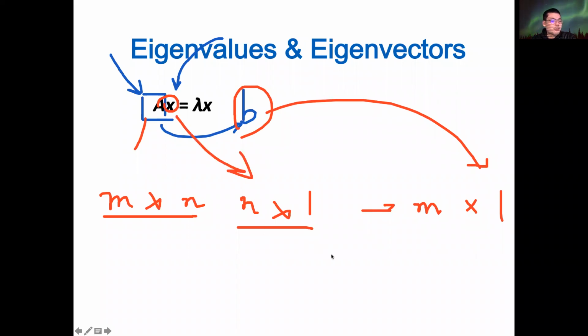So how can you make sure these two column vectors are in the same space? This can only happen if m is equal to n, so they have the same number of dimensions. If your dimension numbers are different, then they are in different spaces. This also means that A is a square matrix. This is the requirement.